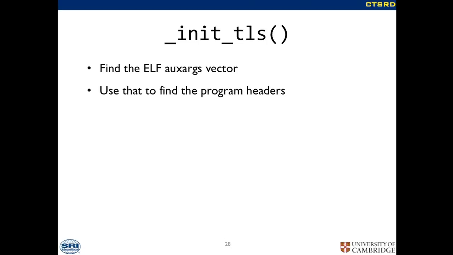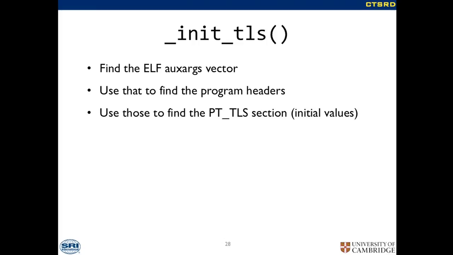So it uses that to find the program headers. One of the many things in the ELF auxiliary arguments, in addition to things like the stack canary and the array of page sizes and whatnot, is a pointer to the mapped in program's program headers. That's the thing that tells you what all the sections are in the program's binary.